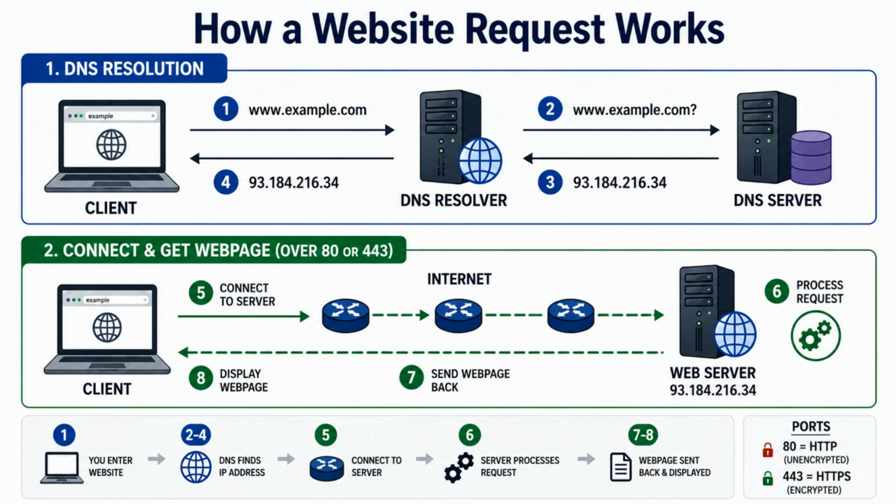Top box is DNS resolution, 4 steps, ending with your device holding an IP address. Bottom box is everything after that. Connect to the server over 80 or 443, the server processes the request, sends the page back, browser displays it. The strip at the bottom compresses all 8 steps into a 5-stage summary. This is the complete answer to what happens when I hit enter, start to finish.